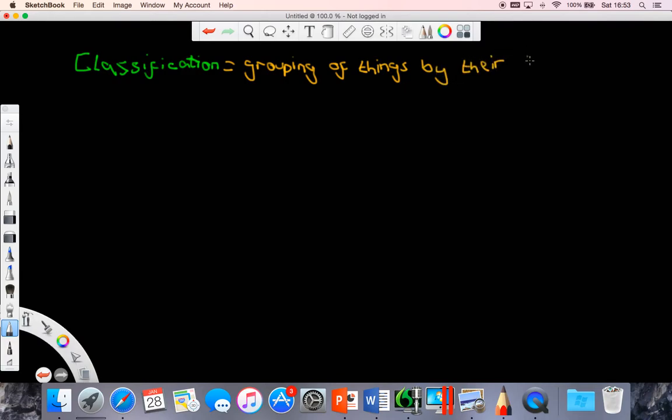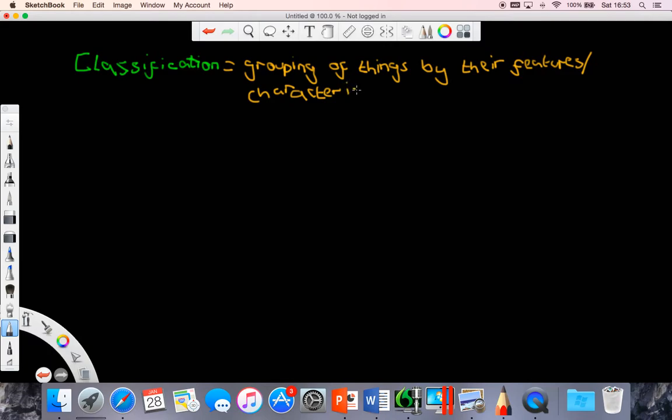But instead of features, we could say their characteristics. So does the organism have legs? That is a characteristic. Does the organism fly? That's a characteristic. Does it have feathers? That's a characteristic.